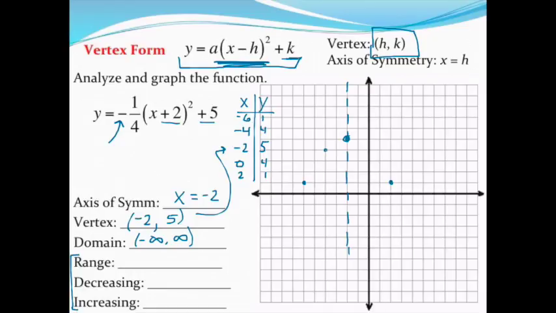-4, 4 would be right here. Again, using symmetry, there better be a point right there, and sure enough, there is. 0, 4 was that point.